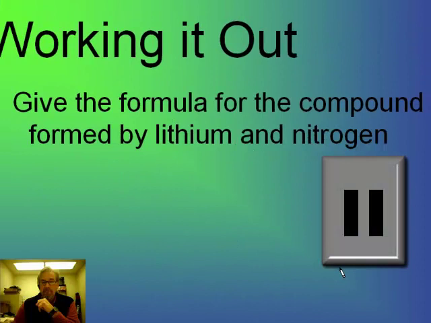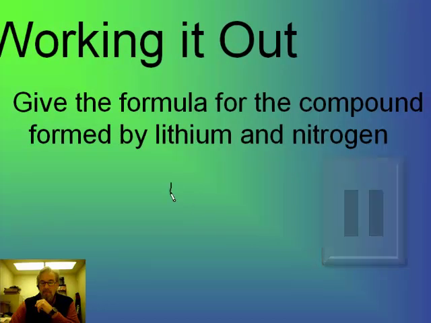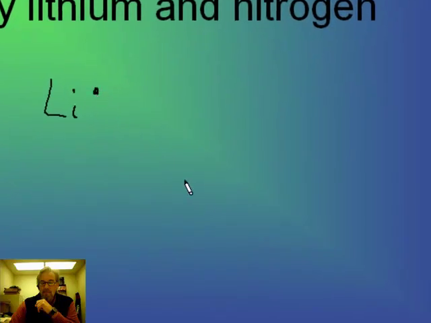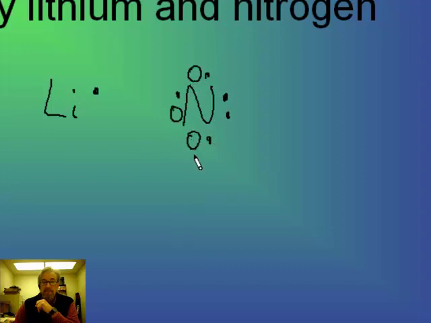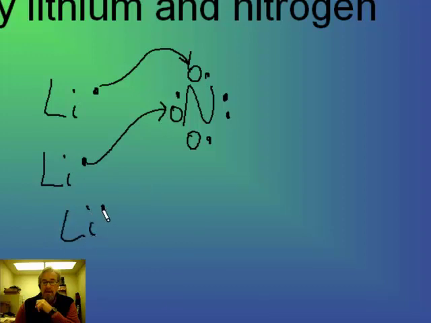Try this one. Lithium's column 1, that's 1 dot. Nitrogen, column 5, so that's 5 dots. You can see that nitrogen has to gain 3 electrons for stability. Lithium only has 1 electron to give. So lithium can become stable by transferring its 1 electron, but nitrogen can't. It's going to need another electron from another lithium, and then a 3rd electron from a 3rd lithium.